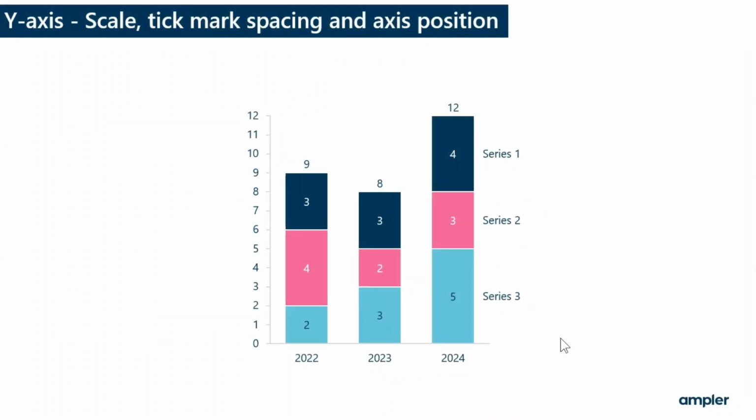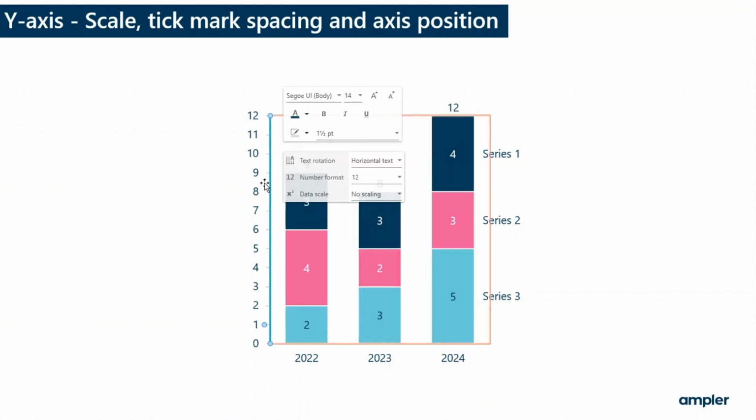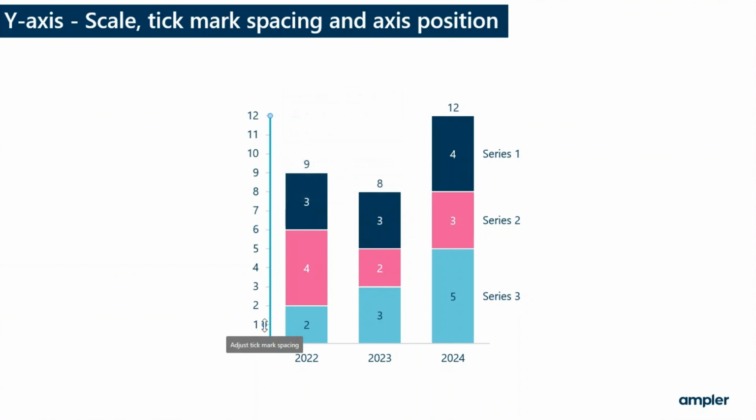Tick mark spacing is automatically calculated. To manually change it, select the axis and drag the small handle at the first tick mark. Drag to the desired option and release. To restore automatic spacing, drag the handle toward the bottom of the axis till the tooltip says Automatic and release.